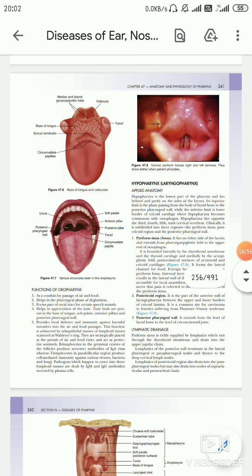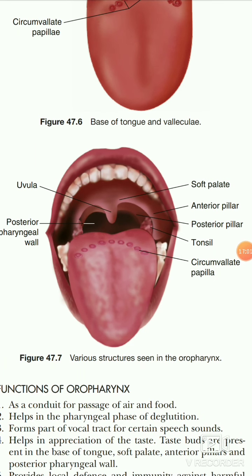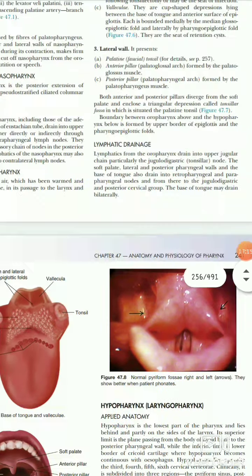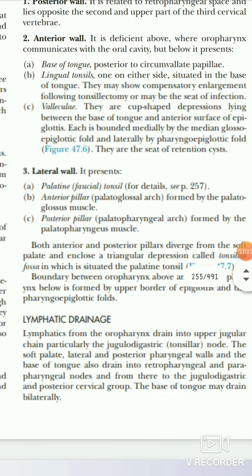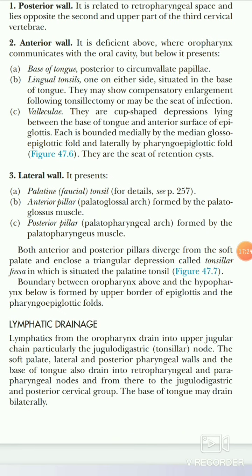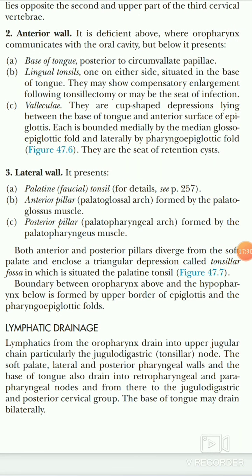Figure 47.7. Various structures seen in the oropharynx: soft palate, anterior pillar, posterior pillar, tonsil, circumvallate papillae, posterior pharyngeal wall, uvula. The boundary between the oropharynx above and the hypopharynx below is formed by the upper border of the epiglottis and the pharyngoepiglottic fold.